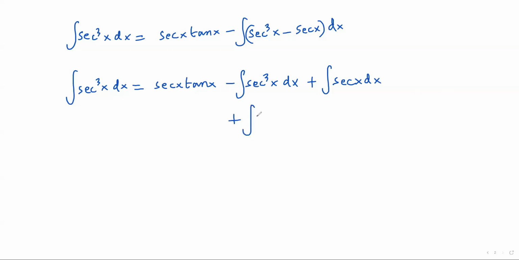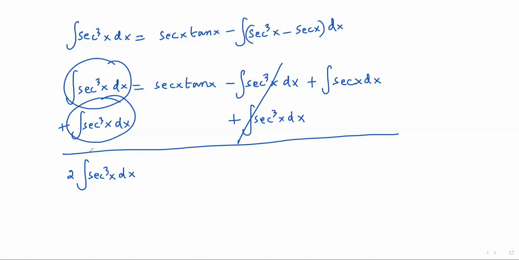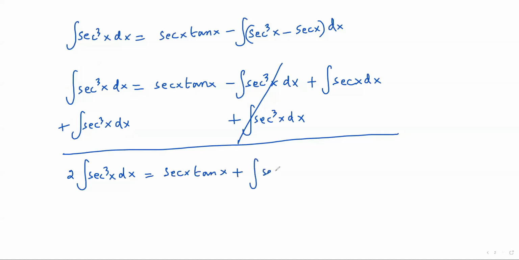Okay, now I'm adding integral secant cube x dx on both sides. So this one will cancel out. So the resulting equation will be, these two are like terms, so it's going to be 2 times integral secant cube x dx. So the result is going to be 2 times integral secant cube x dx is equal to secant x times tan x positive integral secant x dx.